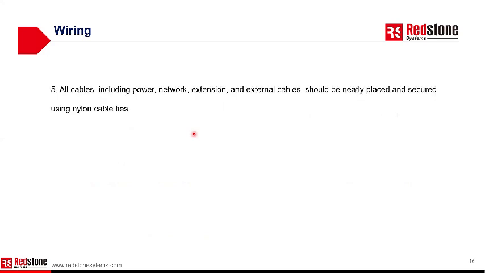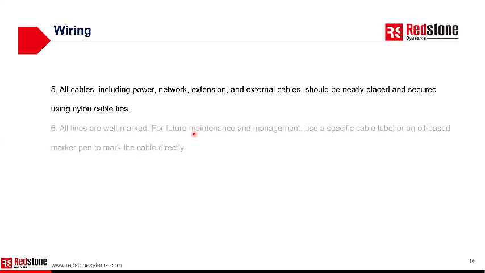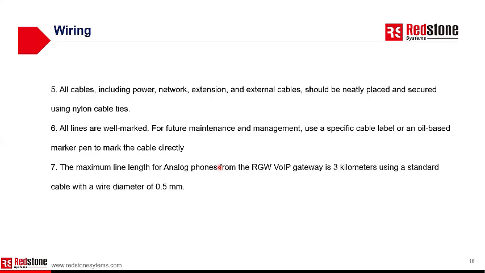More on the wiring. All cables, including the power network extension and the external cables, should be neatly placed and secured using a cable tile. All lines shall be marked clearly so that future maintenance and management will be much easier. The maximum line length for the analog phones from the RGW is 3 kilometers using a standard cable with a wire diameter of 0.5 mm.